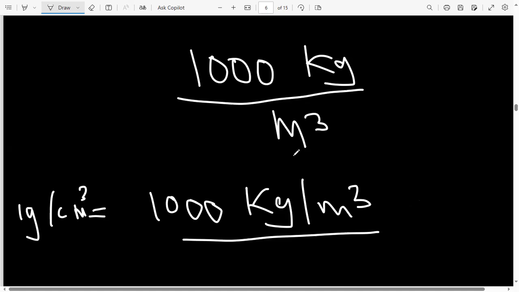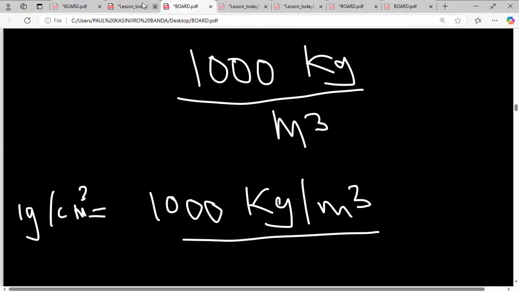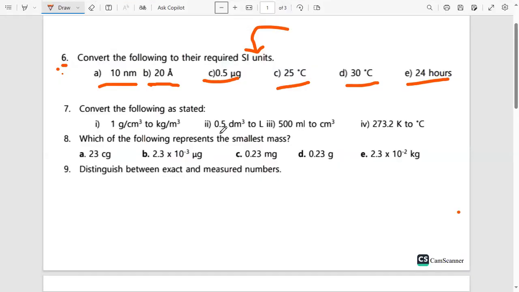Okay, so that's how you do that one. Let's look at another one. So here we have 0.5 decimeter cubic, and they're asking us to change it to a liter. Okay, so this one here is a simple one. Why is it a simple one? It's because a liter is the same as a cubic decimeter.